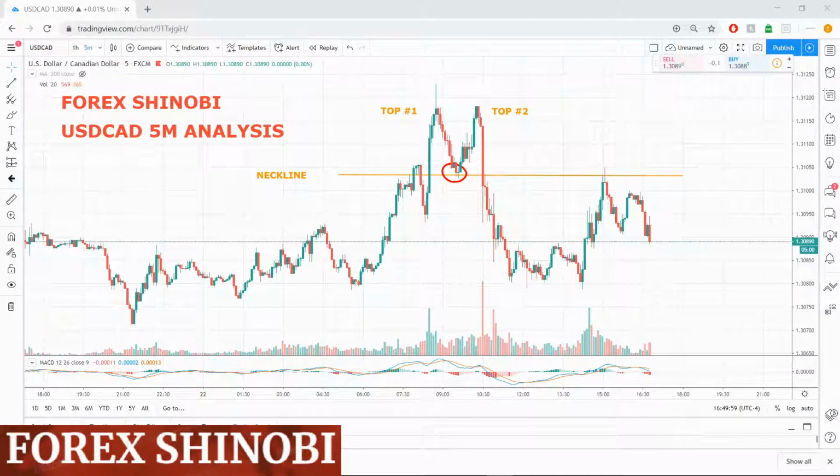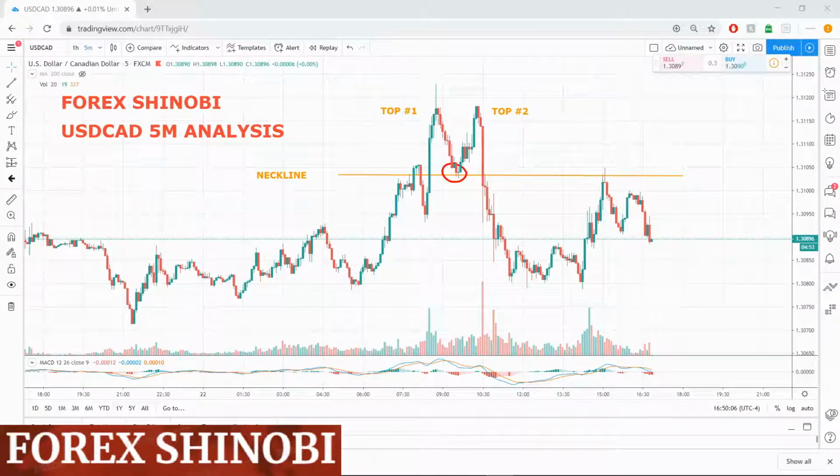Today we're going to be looking at the USDCAD on the 5 minute. We have a very simple chart pattern today. It's just your typical double top, a very simple chart pattern to trade. Just starting off right now, let's look at what happened yesterday, the previous day.